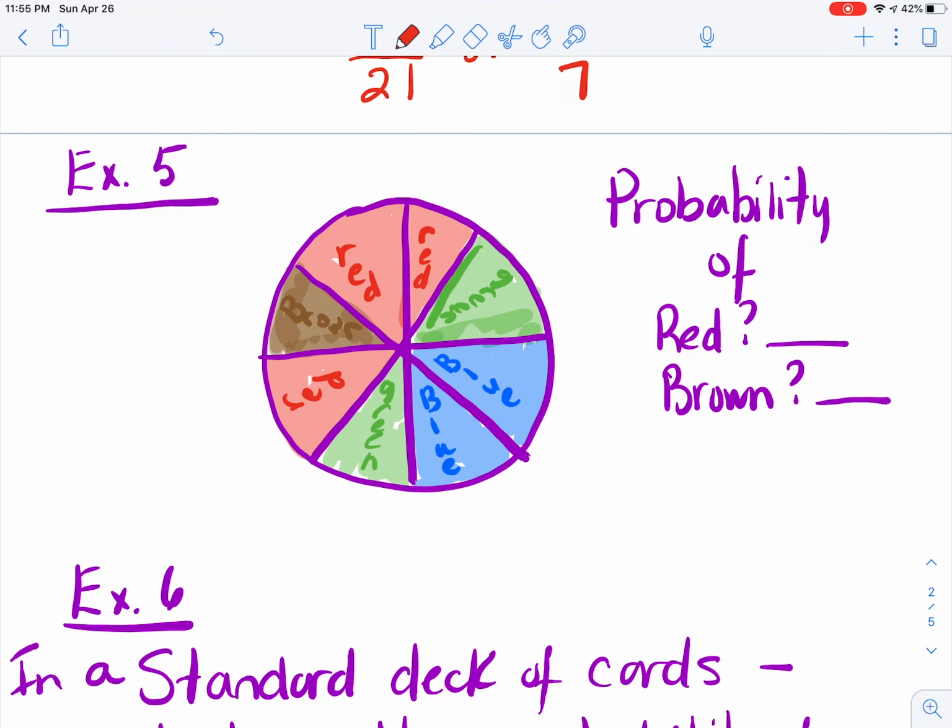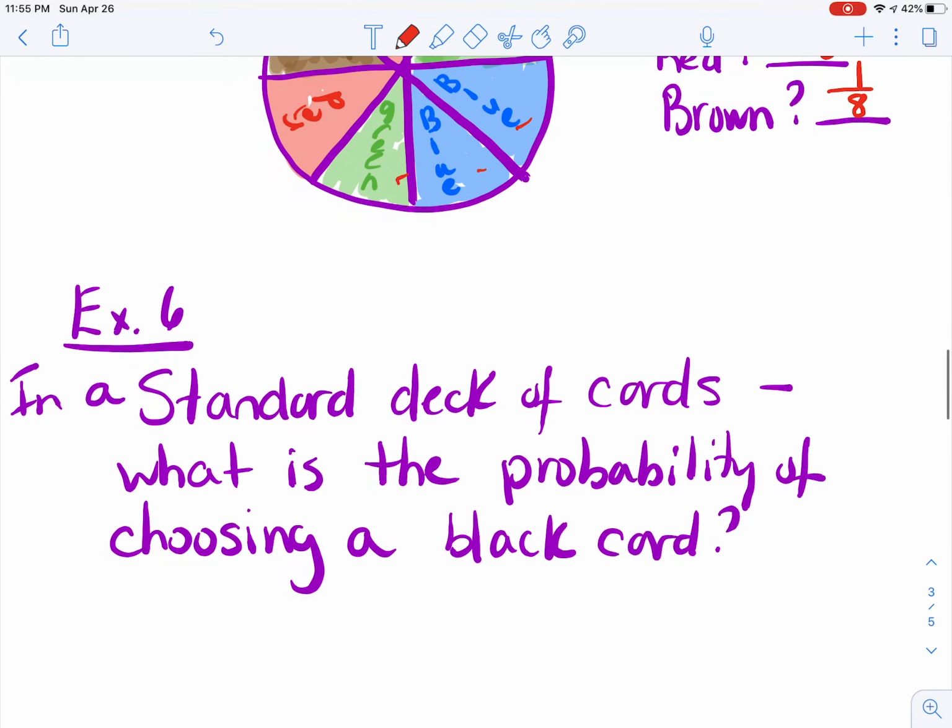What is the probability of this spinner landing on red? Well, first of all, I need to see how many total things I have. So I have 1, 2, 3, 4, 5, 6, 7, 8. So it's going to be out of a possibility of 8, and there are 3 that are red, so 3 out of 8. For brown, still out of 8, and how many are brown? 1.